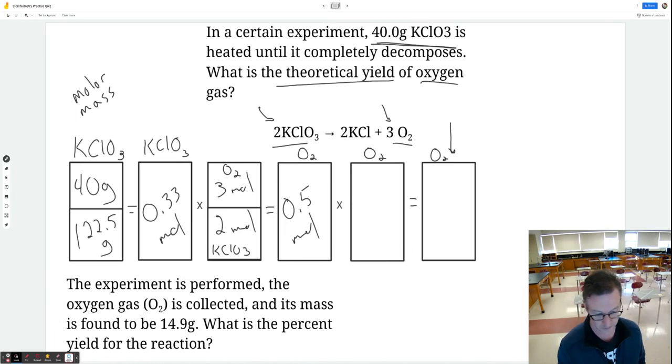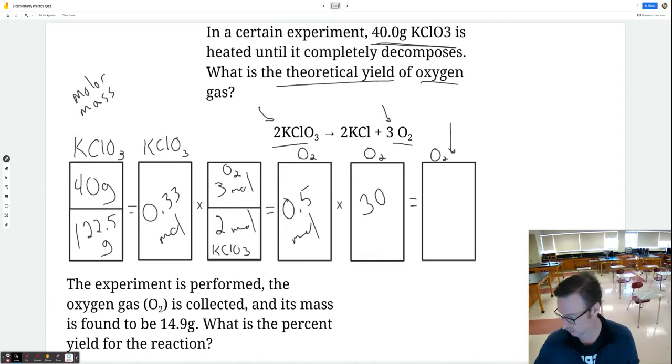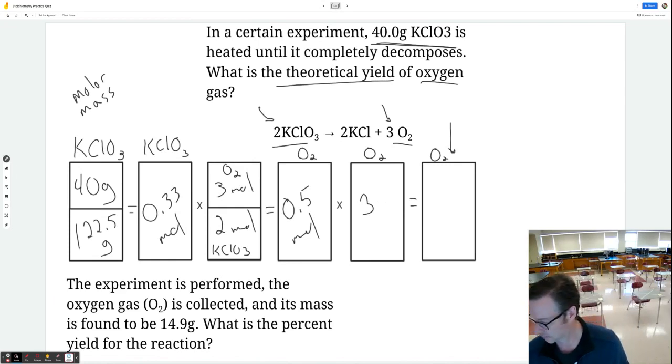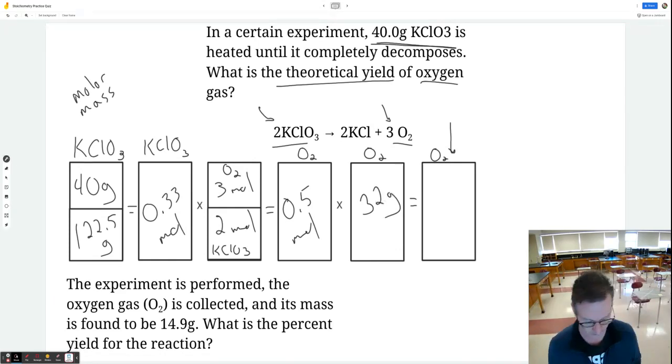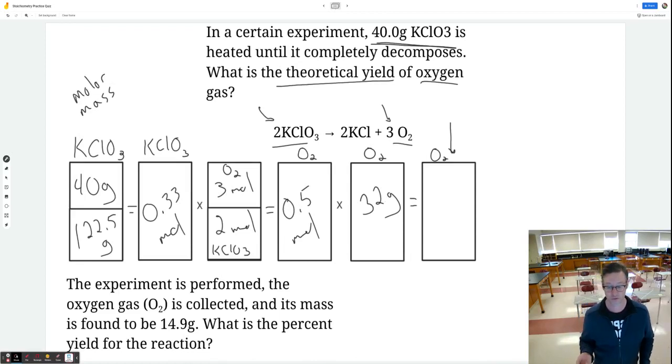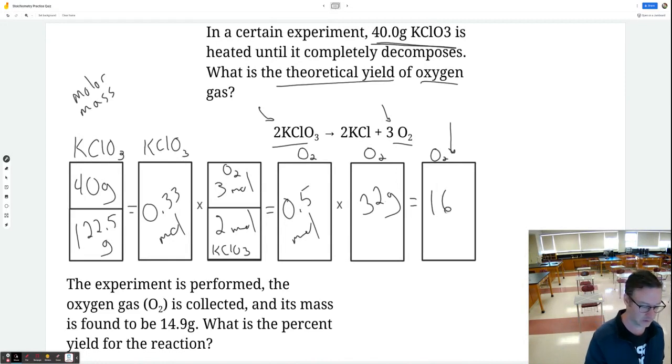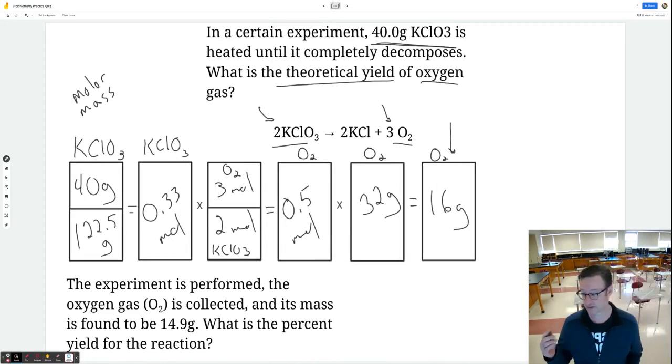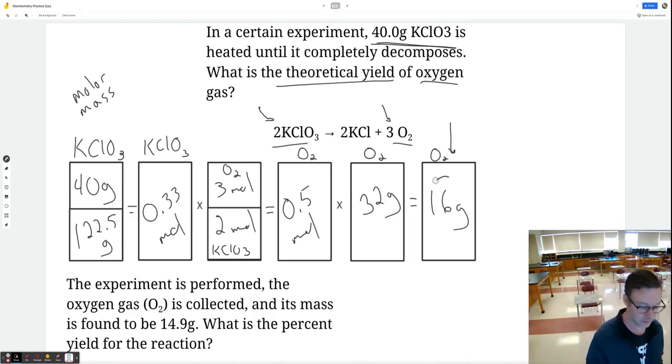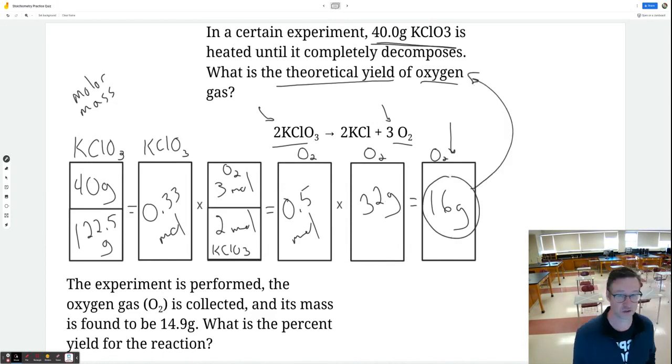Multiply that, because we want our answer in grams, times the molar mass of O2. Again, look it up on the periodic table. Oxygen has a mass of 16, so O2 would have a mass of 32 grams. So we're going to take the 0.5 times 32. 0.5 times 32 is 16 grams. So if we start the reaction with 40 grams of potassium chlorate, we should produce 16 grams of oxygen gas. So that's the answer to the first question here.